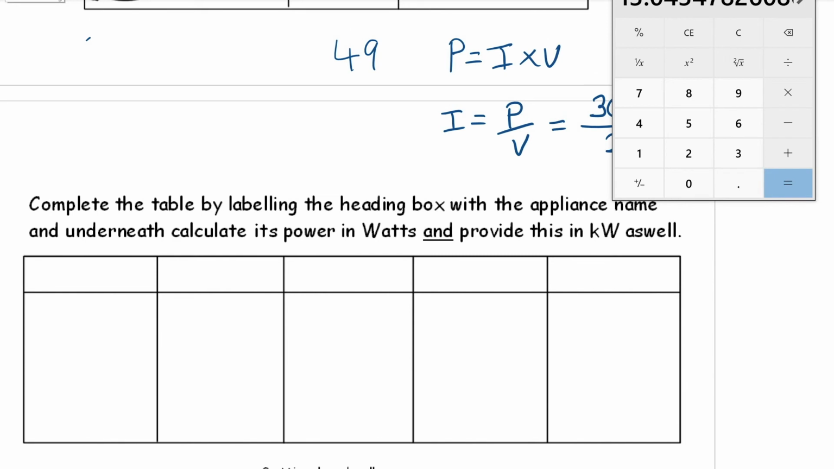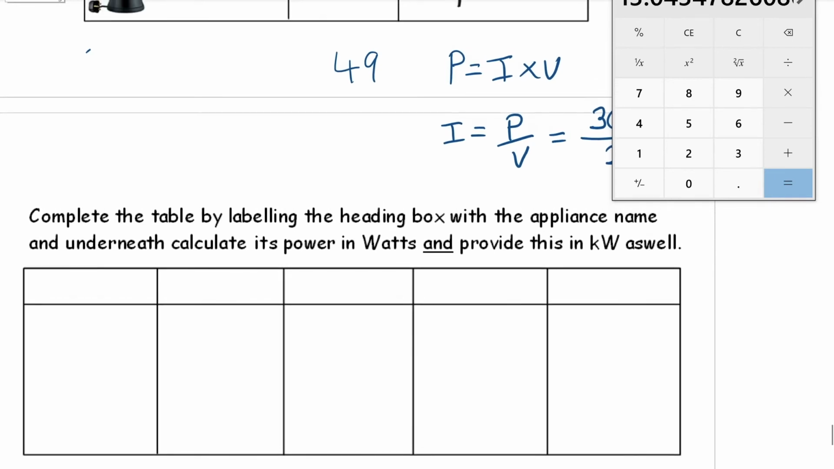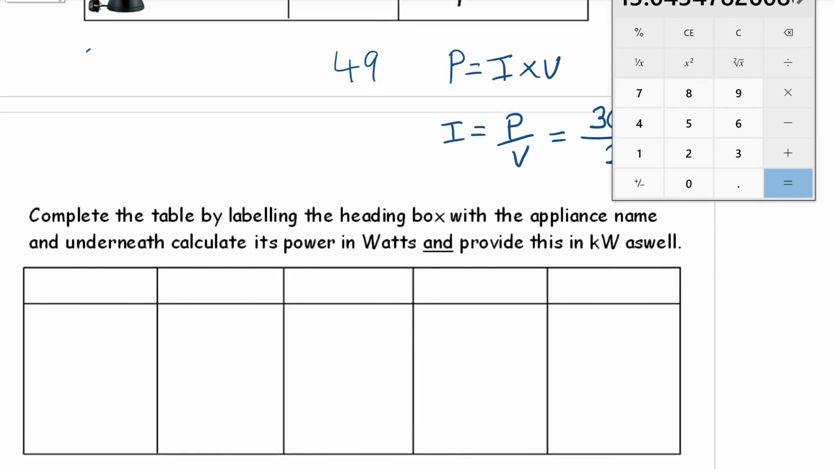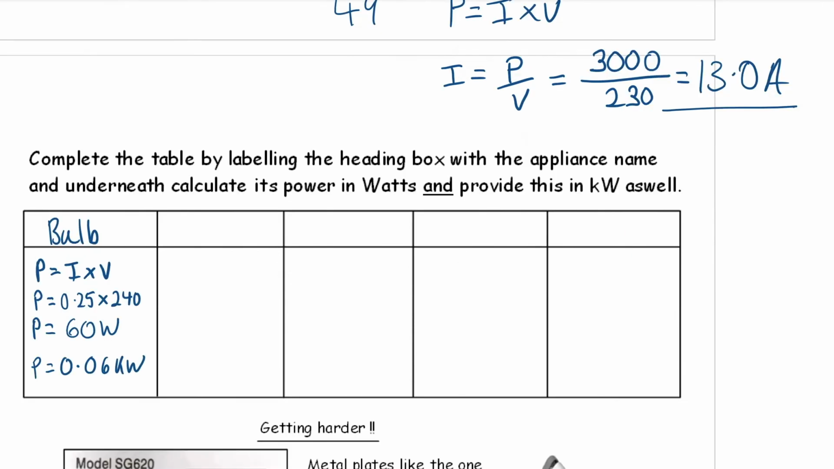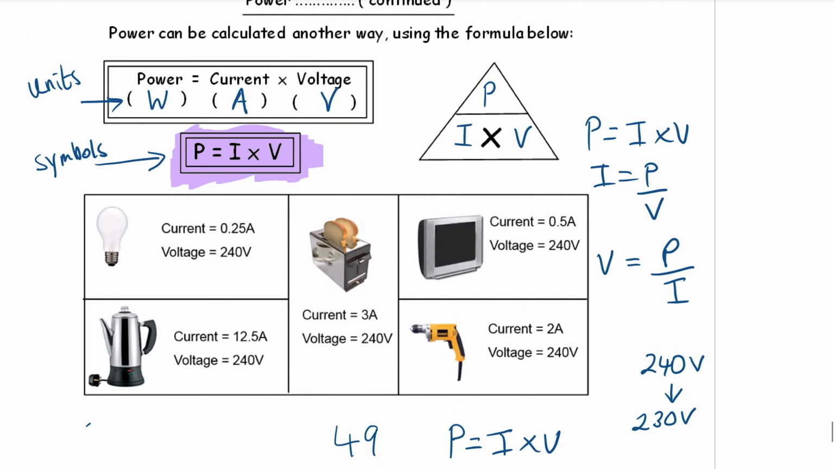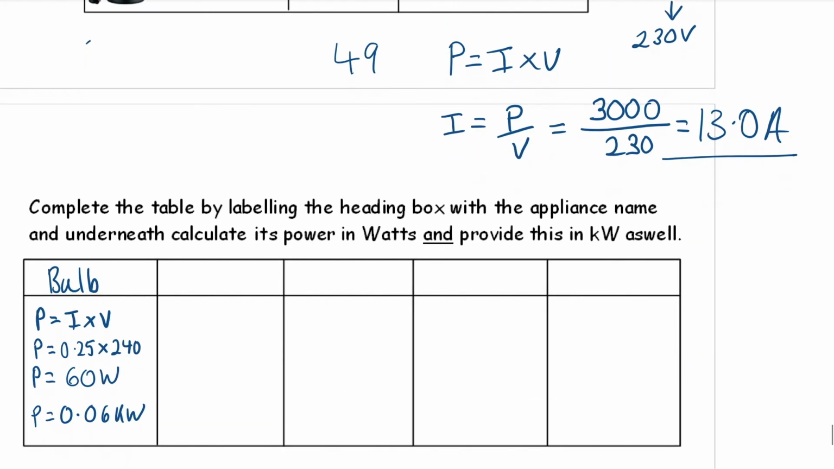Complete the table by labelling the heading box with the appliance name, and underneath calculate its power. Okay, I've done the first one, the bulb, which is this one here. I'm going to do the toaster next. So you write down the name of the appliance. You have to flick back and forth between page 50 and page 49. You've been asked to work out the power of the toaster in watts and in kilowatts.